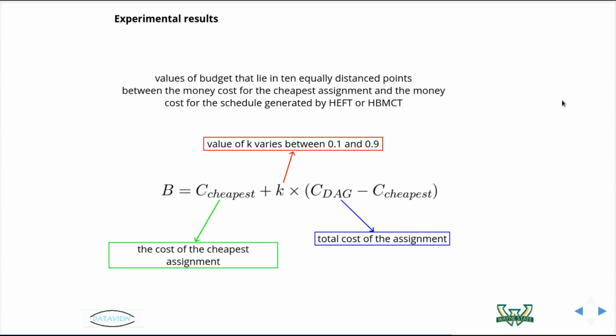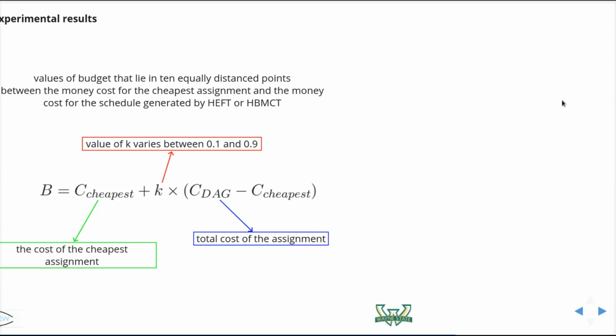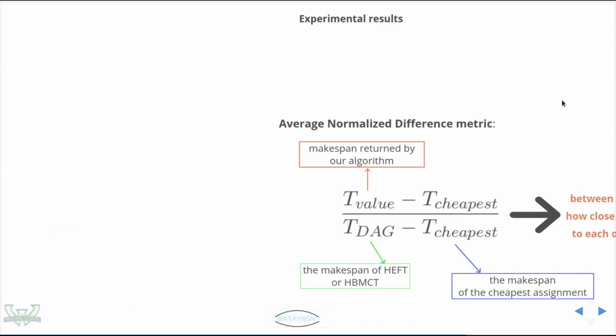In this algorithm, they also have a possible budget, and the possible budget is computed as the cost of the cheapest assignment plus the subtraction of the total cost of the assignment produced by the DAG scheduling heuristic like HEFT, which is used for the initial assignment when we are using the loss approach, and for gain, the total cost of assignment minus the cheapest cost, multiplied by one coefficient, or one weight, which is between 0.1 and 0.9.